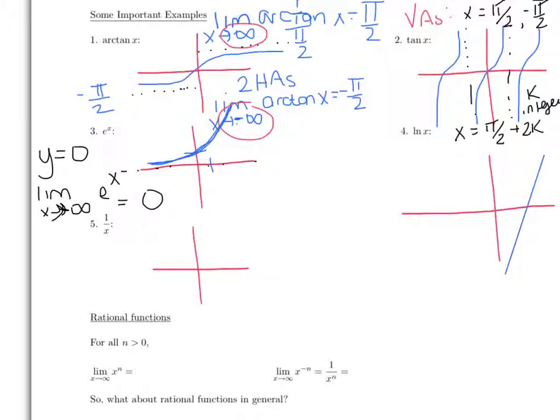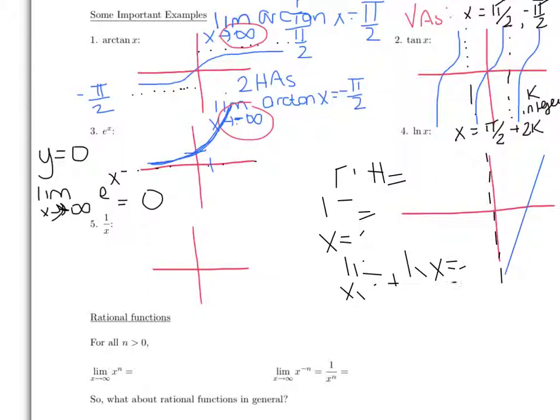Okay, the next function we want to look at is natural log of x, which looks something like this. And that one has no horizontal asymptotes, but it does have one vertical asymptote, and that is at x equals 0, right? At this x value, this function gets really close to the x value, but doesn't actually touch it. Another thing you can look at is that the limit as x approaches 0 from the right of ln of x is equal to negative infinity. So that's what gives us that vertical asymptote there.